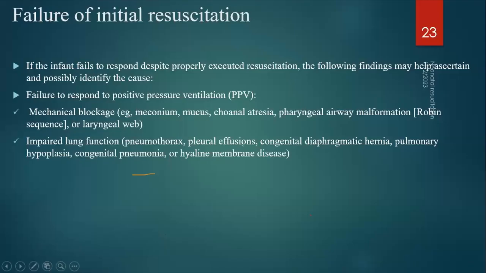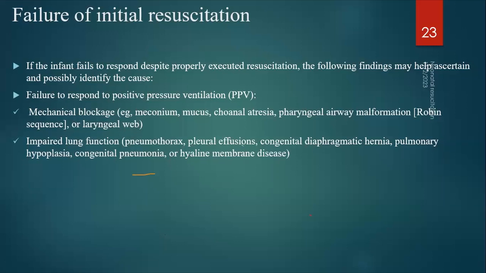So when shall we declare failed resuscitation? If the baby fails to respond despite properly executed resuscitation, the following findings may help us identify the possible cause. First, failure to respond to positive pressure ventilation could be caused by an inappropriately secured airway, which might be caused by mechanical blockage of the airway with meconium or mucus, choanal atresia, congenital malformation, or pharyngeal airway malformation like Robin sequence, or laryngeal airway anomalies. So these congenital anomalies might cause difficulty in securing the airway of the child.